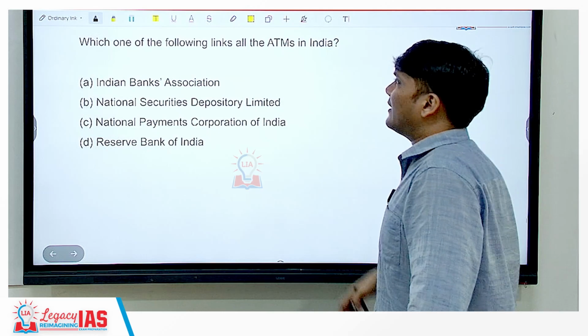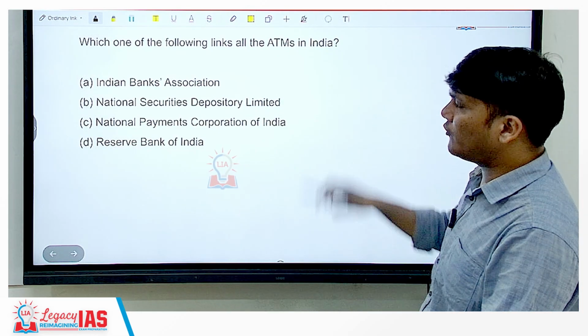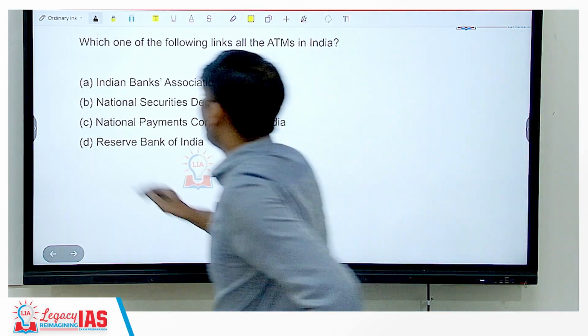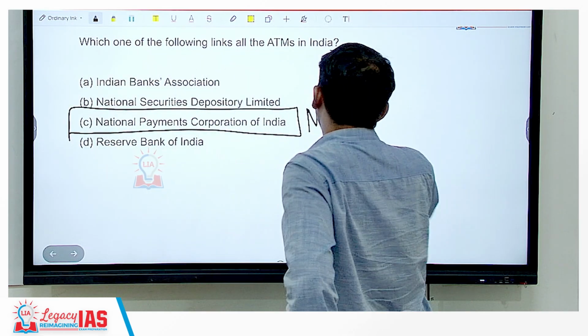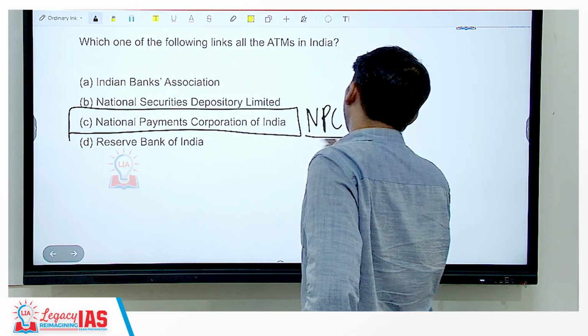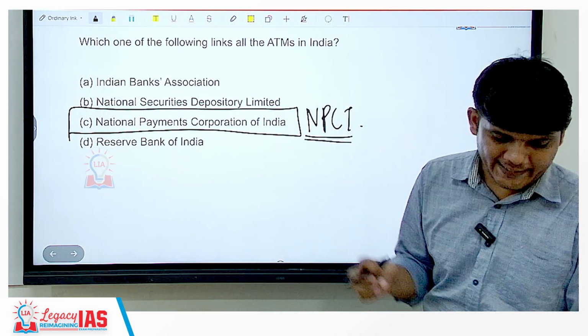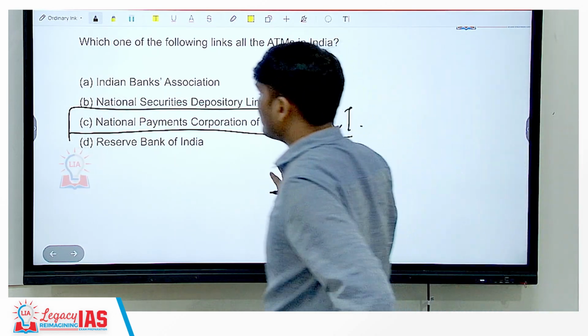Which one of the following links all the ATMs in India? Now this is a very factual question. It is the National Payments Corporation of India, that is NPCI, which links all the ATMs in India.